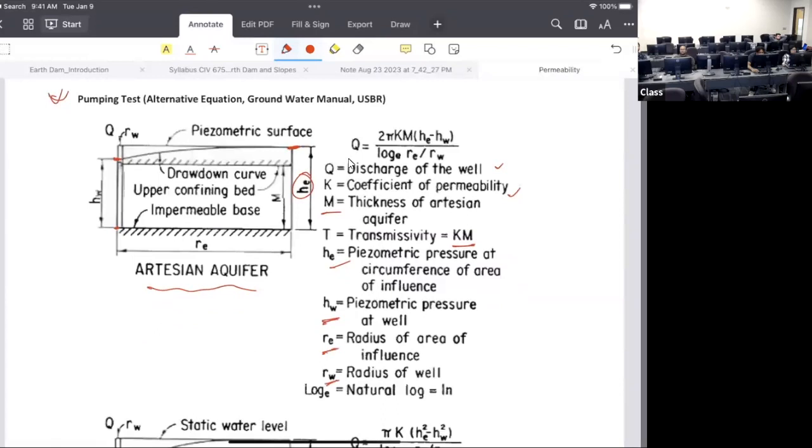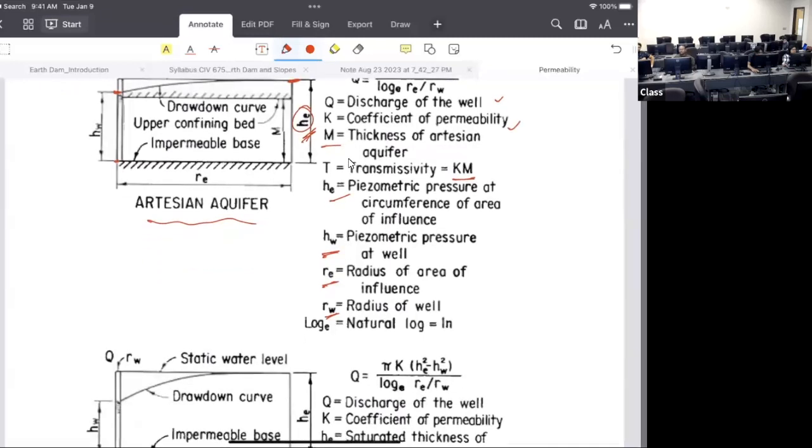So there are two things. RE is where you have the HE, from the center point. At the point wherever you are measuring the HE, at that point you are measuring the RE. And the second one is RW, which is basically the radius of the well, where you are measuring HW. So you know all these numbers, you plug them in, and you're good to go. That's one way.